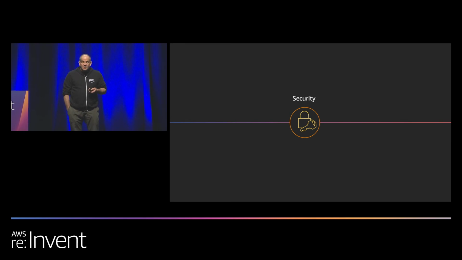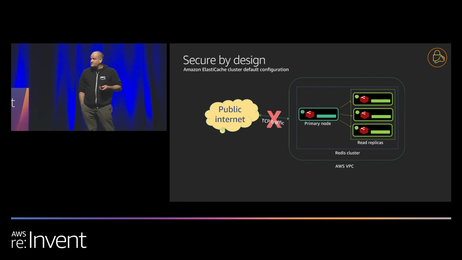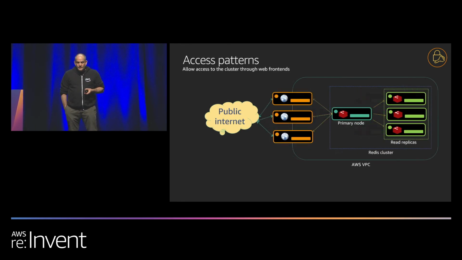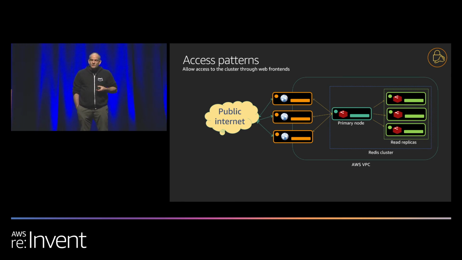Let's start with security. With security, we're looking at three pillars. The first one is access. When you build your first ElastiCache cluster, it's isolated inside a VPC, so no one can attack it from the outside, from the public internet. The pattern we see folks using in terms of access is to add a few front-end machines, either web servers or some kind of external-facing thing that is open to the internet and communicates with your Redis cluster.